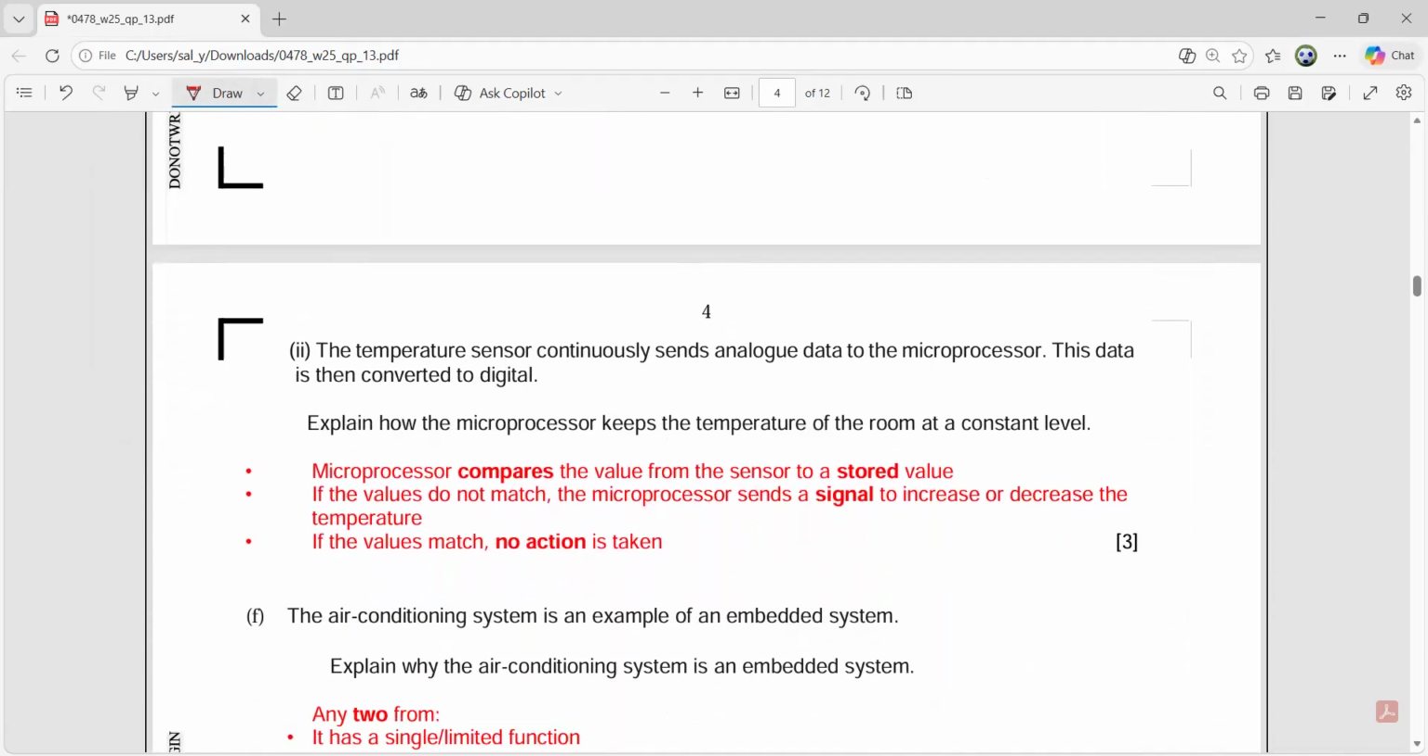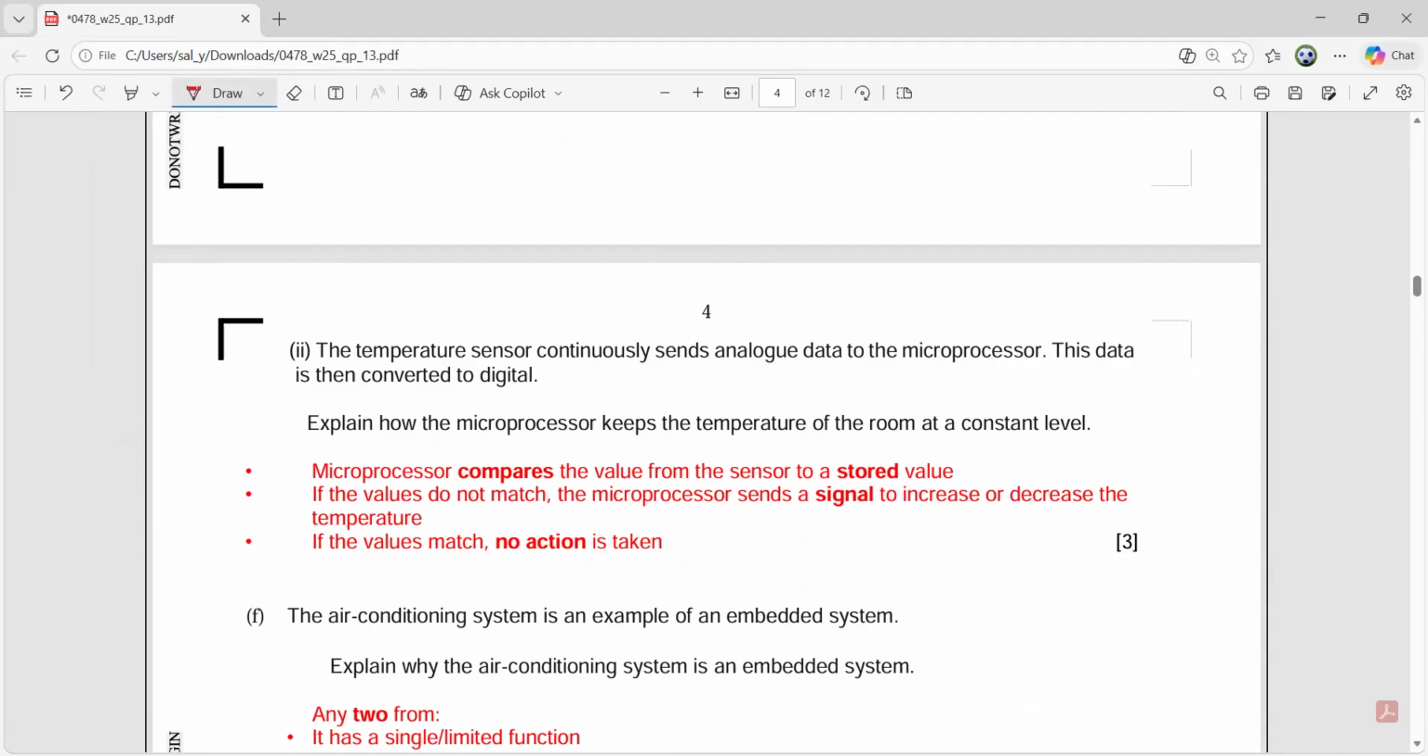Now, the second part. The temperature sensor continuously sends analog data to the microprocessor. This data is then converted to digital. Explain how the microprocessor keeps the temperature of the room at a constant level. It's a 3-mark question. So how will you score actually? Half of the material is already there. So you simply need to talk about how this will be keeping the temperature at a constant level. Now, it is a controlling application. So you can recall whatever we have learned regarding controlling applications.